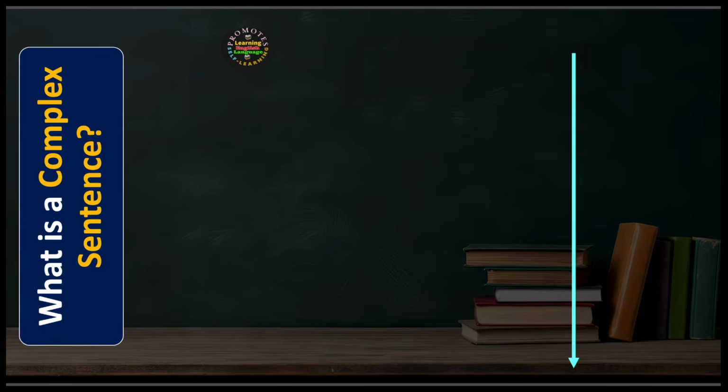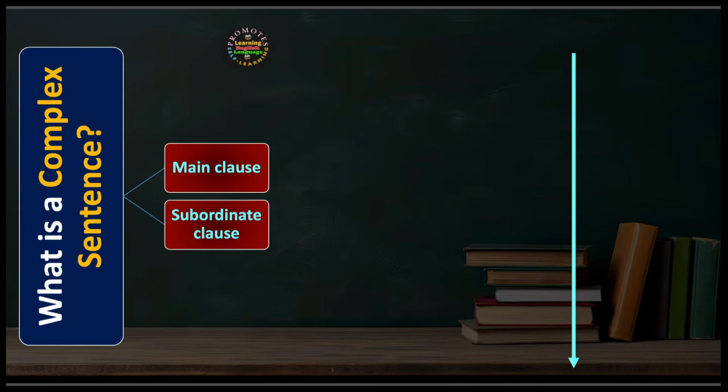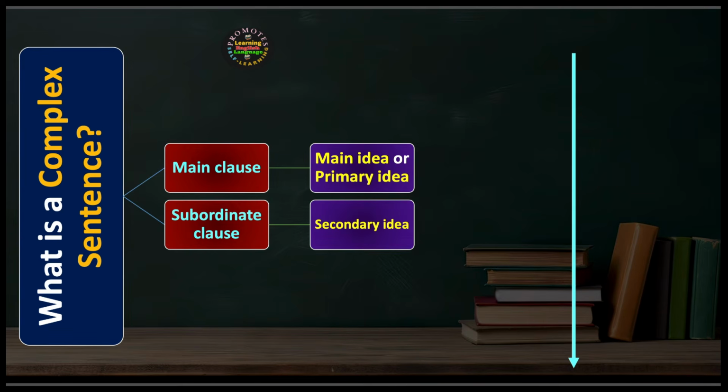Now continue the discussion about what I meant to say. What is a complex sentence? As I told, it has two main branches, main clause and subordinate clause. But the question is, what is a main clause? What does it mean? It gives us the main idea, the primary idea, the central idea. And a subordinate clause is referred to as a secondary idea, a subordinate idea that is not primary, not main, not principal, not central.